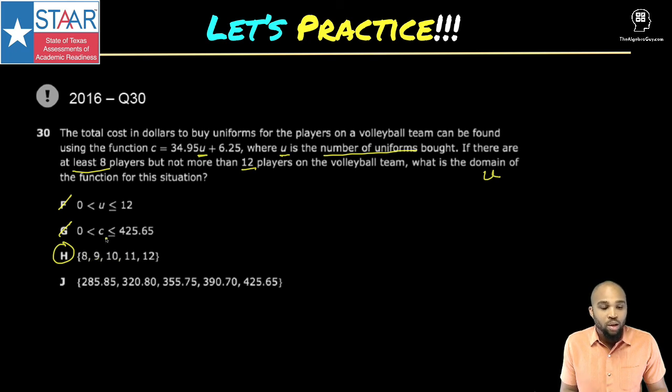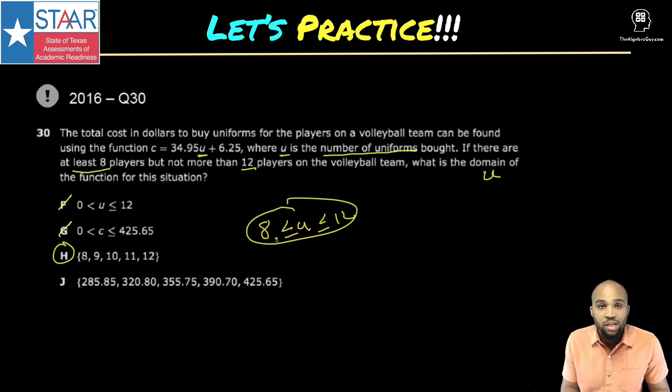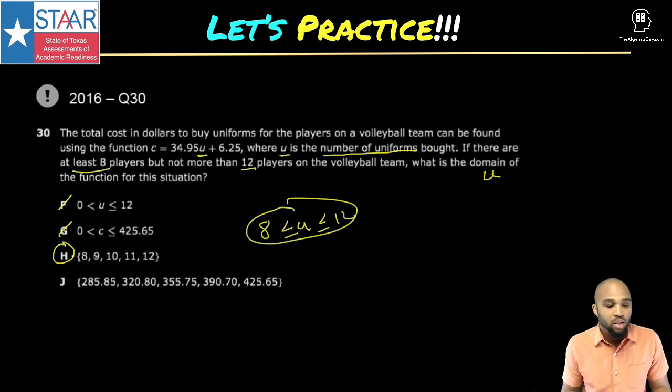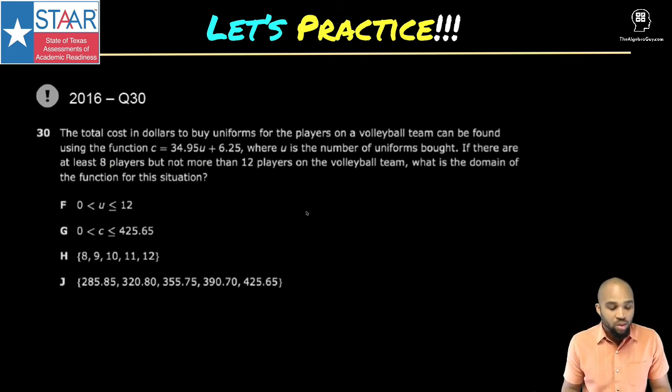8 uniforms, 9 uniforms, 10 uniforms, 11. We don't want to say 8 to 12 with a range of all numbers. They could have done that, and that would be a tempting option for some students. But you can't have decimals. You can't have pieces of a uniform. You can't include all of those numbers. So we're just going to keep it this way. So H is our correct answer here.